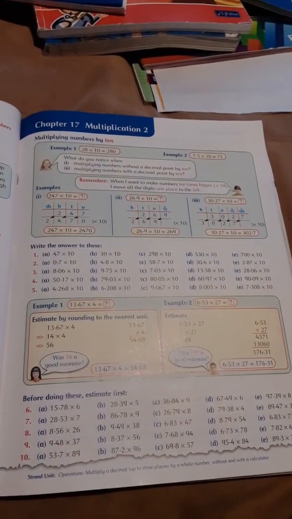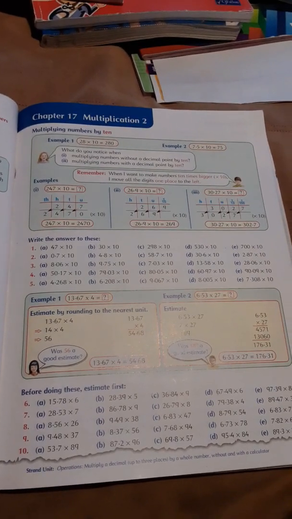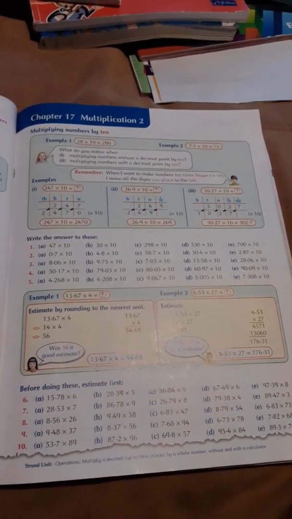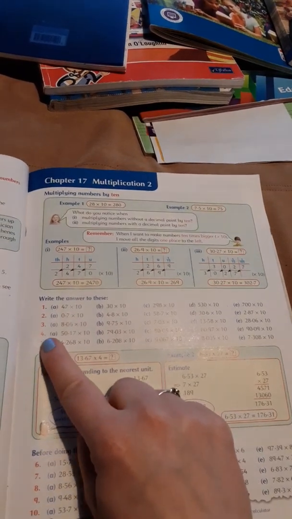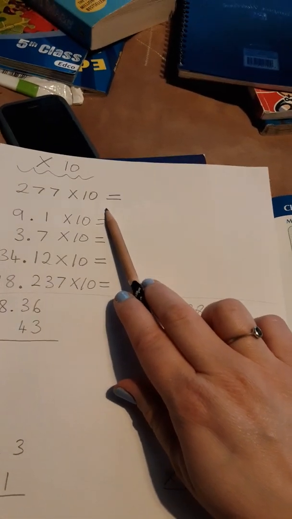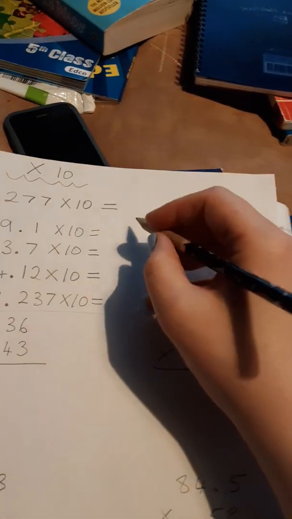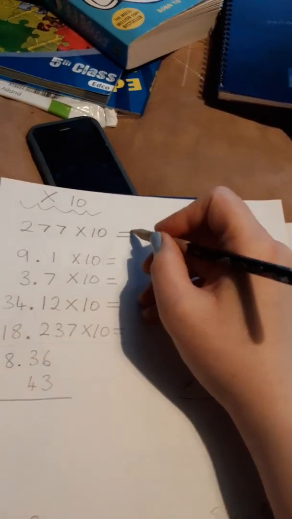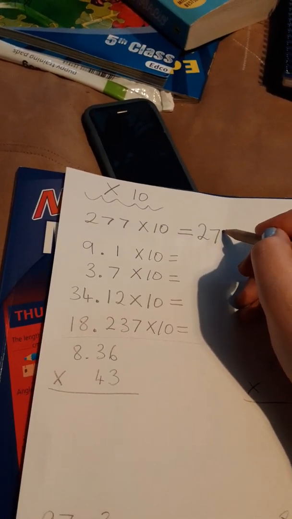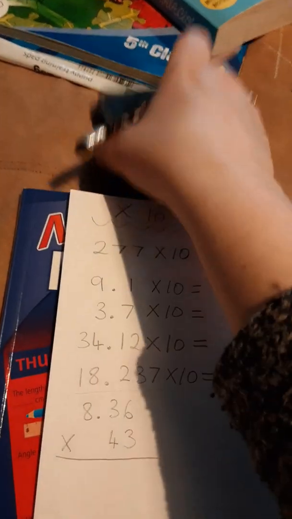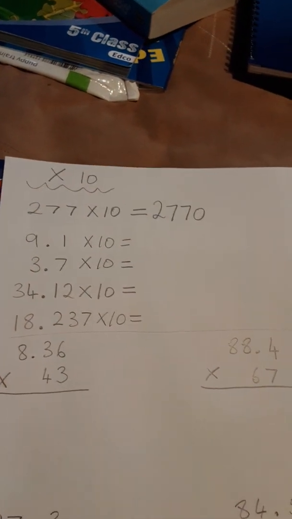If you need help with your tables, please take out your homework diary and use the multiplication tables there to help you. So you will see that at the top of this page, we're multiplying by 10. Now you'll remember, for multiplying by 10, when there's no decimal, you simply add a 0. So in this case, the answer is going to be 2,770. Just simply added the 0.